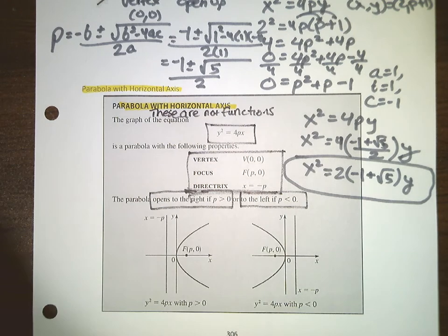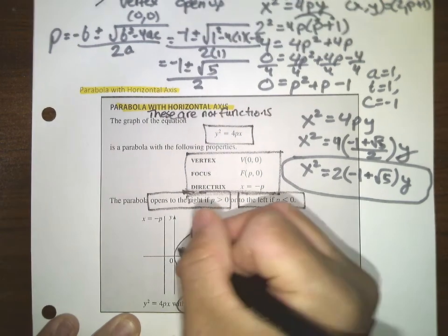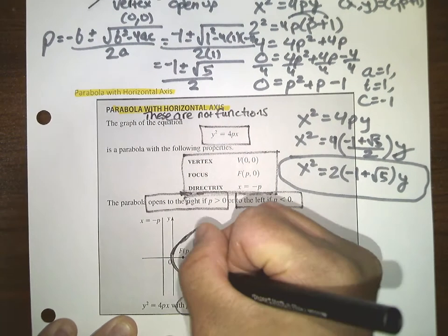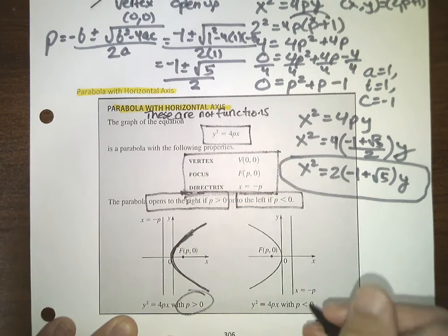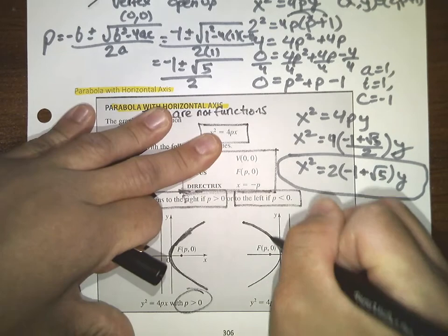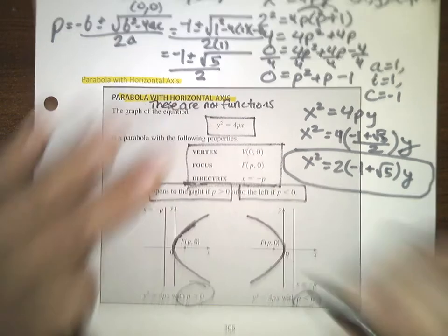And then you can see examples here of this happening. Here p is greater than 0, so it's opening to the right, and here p is less than 0, so it's opening to the left.